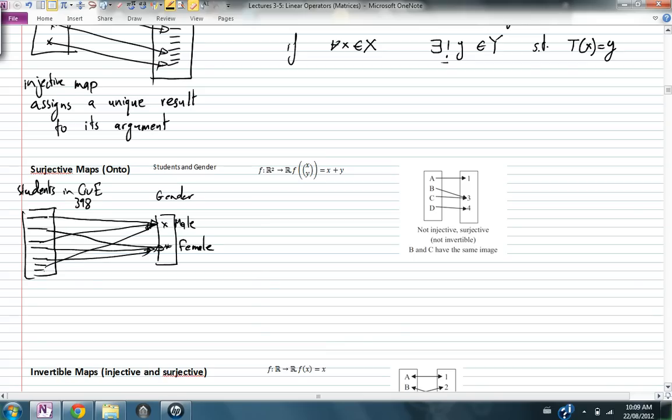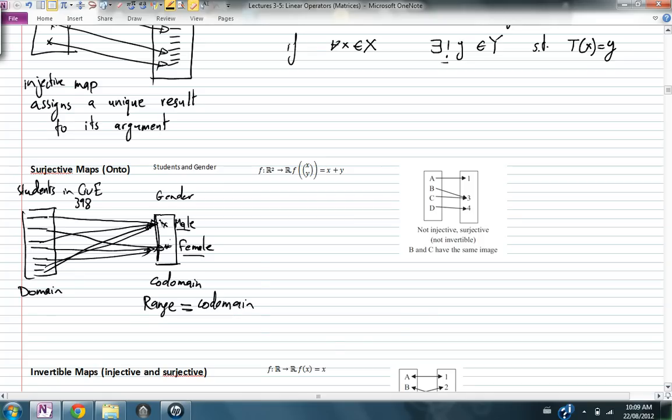So, since we have both males and females in our class, this is a surjective map, which means that the range covers all the codomain. If I call this the domain of the function, this is the codomain. Range is equal to the codomain. Where the function reaches is also equal to the whole codomain.